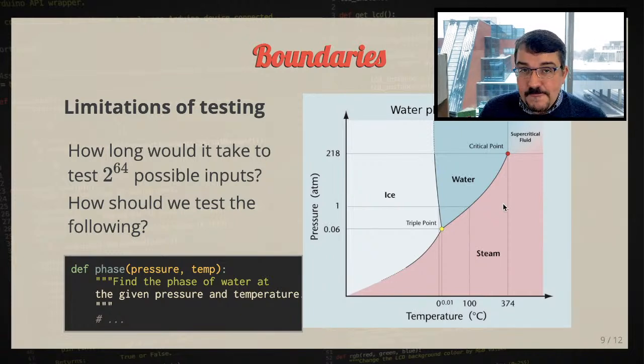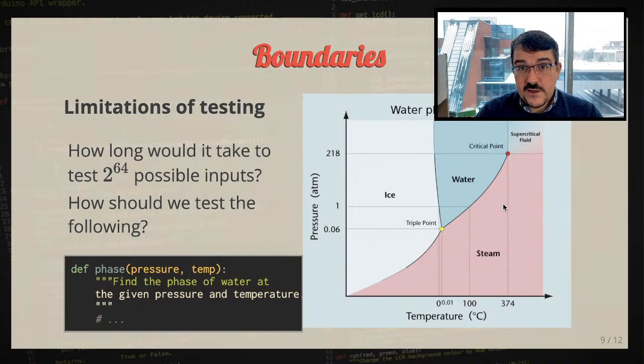But let's say that you had a company and you were doing chemical simulations and you paid a software developer for their time to write a function that would just tell you, if I give you a pressure and a temperature, what phase should water be in at that point? How would you know if their code was right?